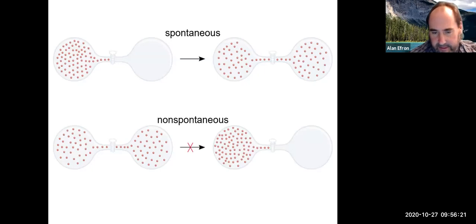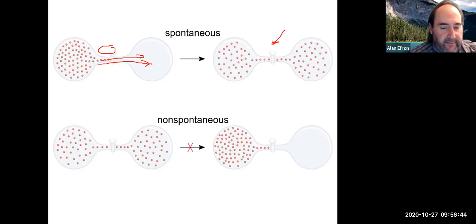Here's a couple other things, and I don't know how well it's coming through on yours. These gas molecules are in a couple of tubes, and there's a valve over here. In a spontaneous process, if we open the valve, we would expect those gas molecules to flow into that empty space and fill it.